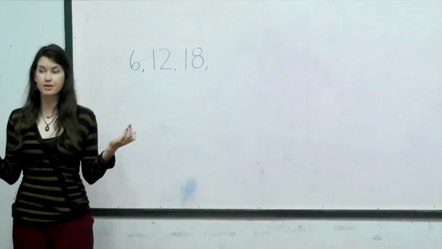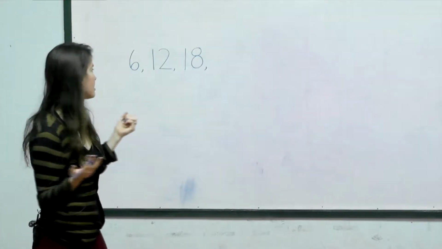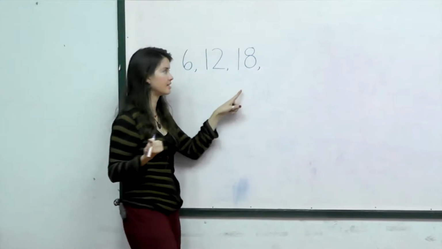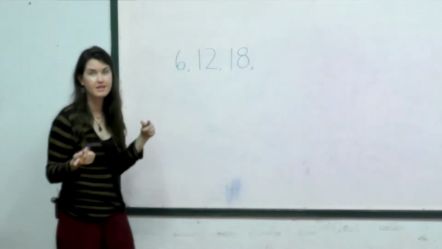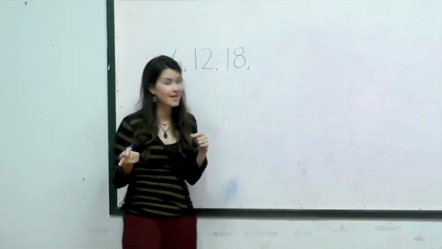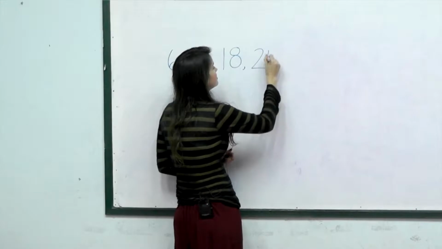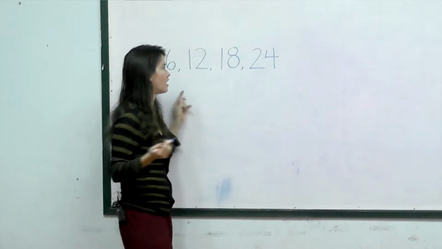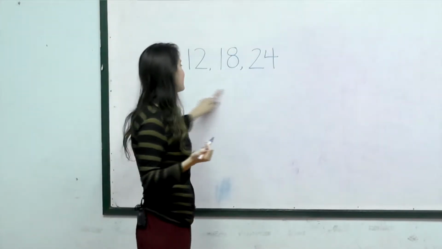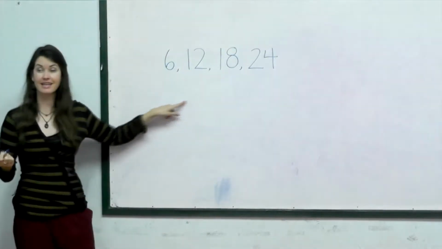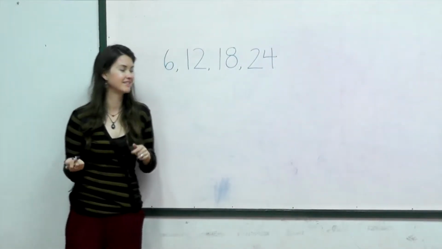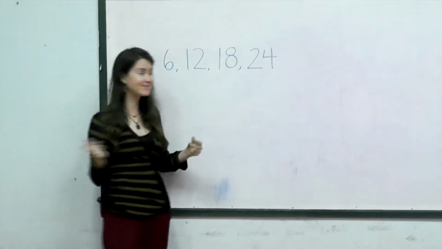What do you think my next number will be? 6, 12, 18. Not 20. Good. 24. What are we counting by? 6. Good. We're counting by 6, friends. 24, 25, 26, 27, 28, 29, 30. 30 is my next number.